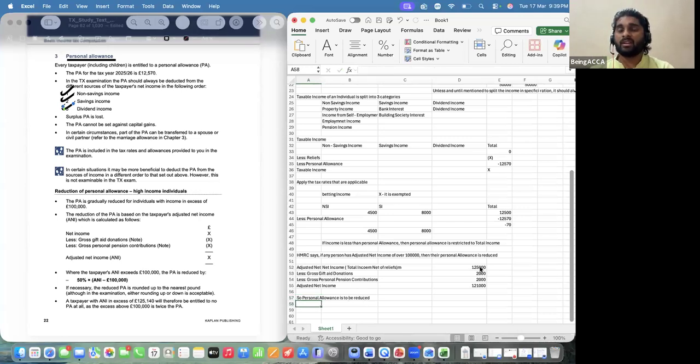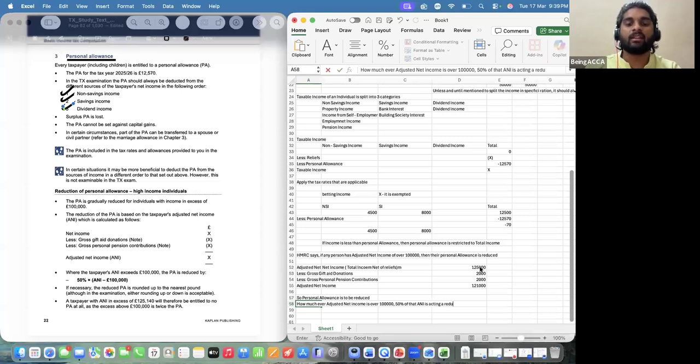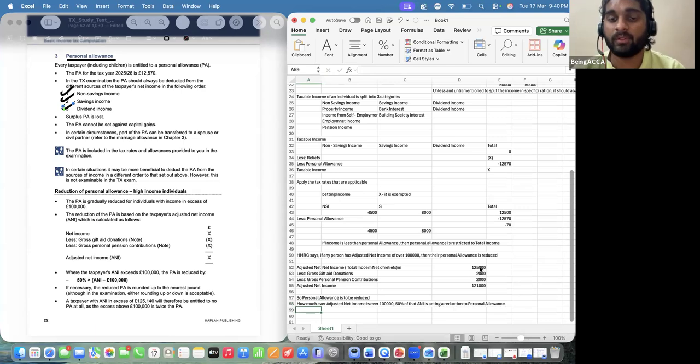So how do we reduce it? What is the rule? How much do we reduce it? I'll tell you. How much ever adjusted net income is over 100,000, 50% of that is acting as a reduction to PA, or personal allowance. Okay. I'll explain that. Do not worry. It is a bit complicated to understand, but don't worry.